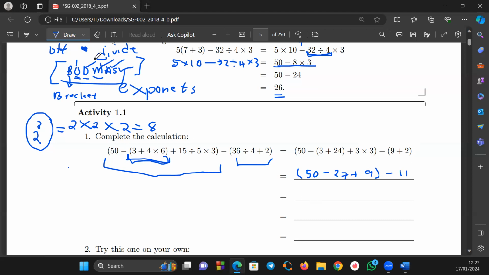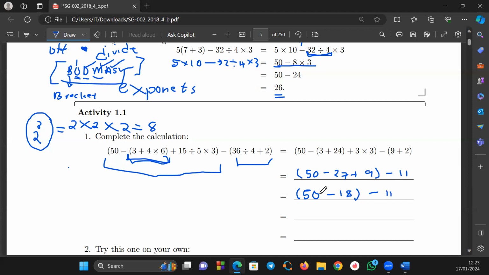Now we check, after this block that we filled, which one are we going to solve? The one we're going to solve now is addition, because inside our brackets here we have addition, subtraction, and addition. So we're going to add. We have 50 again, then 27 plus 9, which is going to give you 36. Close brackets, minus 11.